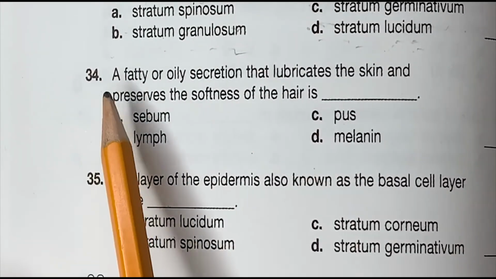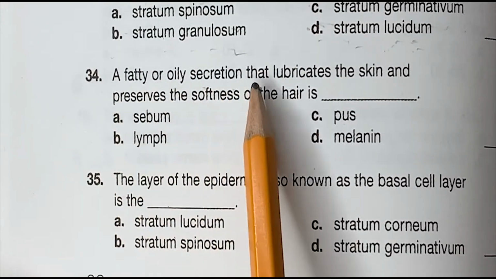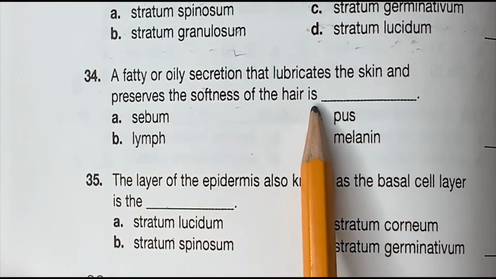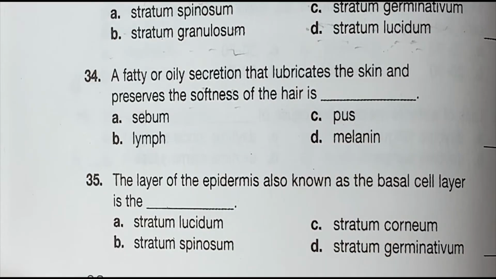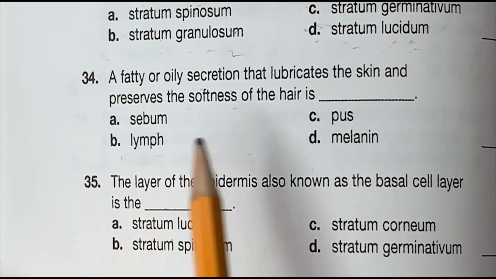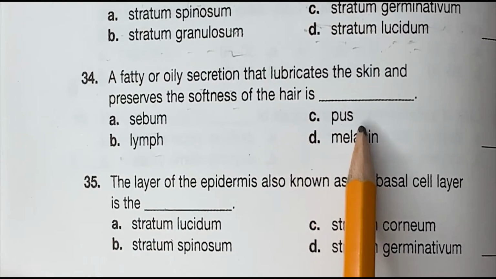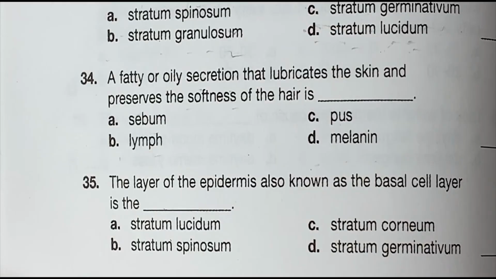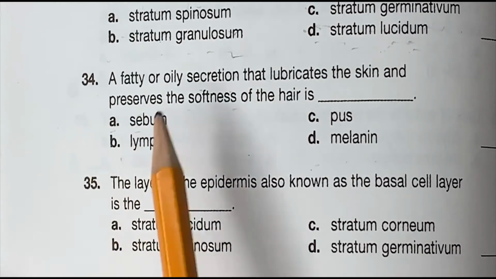34. A fatty or oily secretion that lubricates the skin and preserves the softness of the skin is blank. A, sebum, B, lipid, C, pus, or D, melanin? And your correct answer is A, sebum.